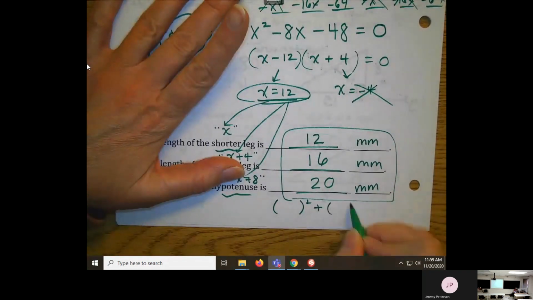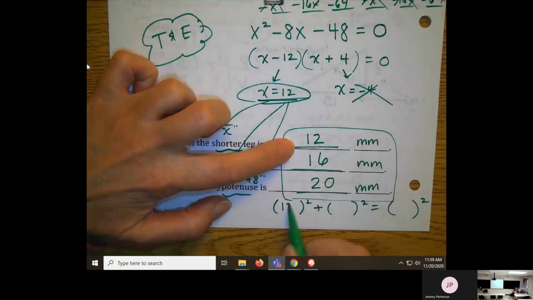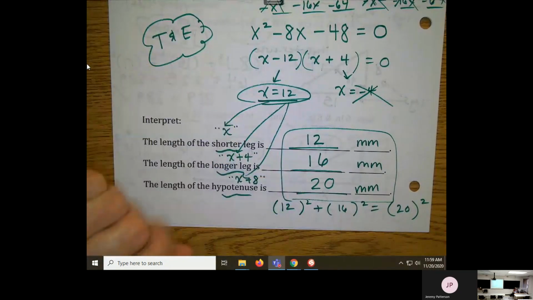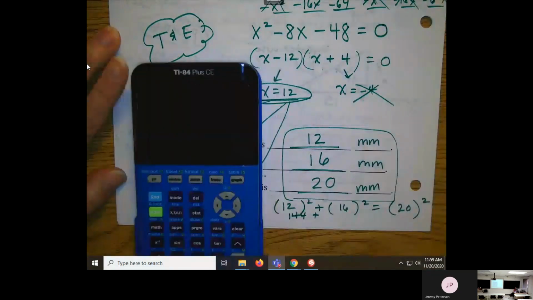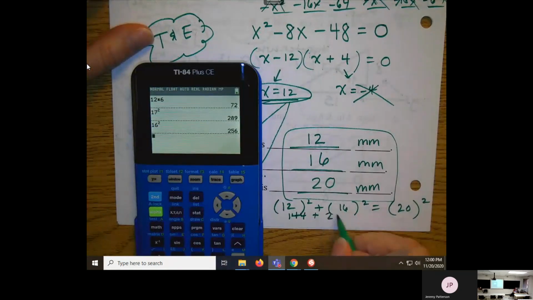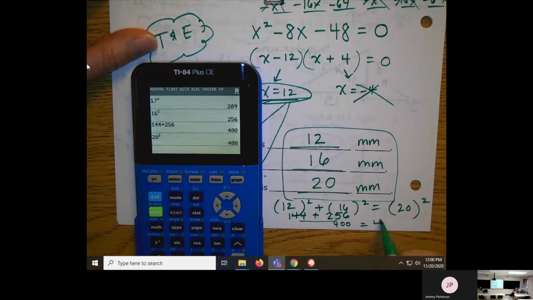These are pretty easy to check also. If we just put them back into the Pythagorean theorem and make sure 12 squared plus 16 squared really does make 20 squared. I know 12 squared is 144. Let's see what 16 squared is. 256. 144 and 256 adds up to 400. And that's what 20 squared makes, so it's looking good.